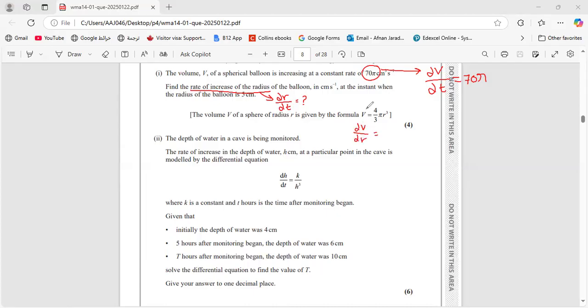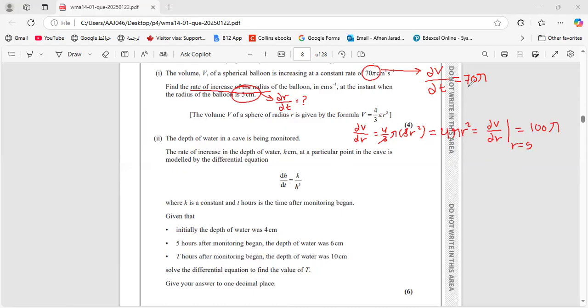By differentiating this, it will be 4 over 3 pi multiplied by 3r squared. 3 with 3, so dV over dr equals 4 pi r squared. When r equals 5 centimeters, just substitute 5 here. It will be 4 pi multiplied by 5 squared, which equals 100 pi.